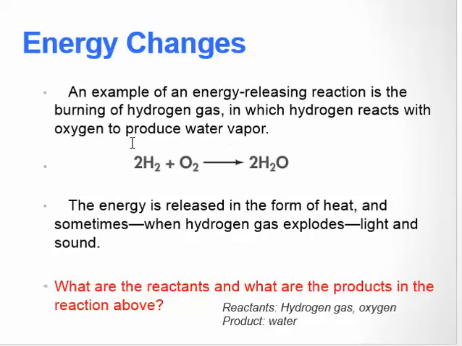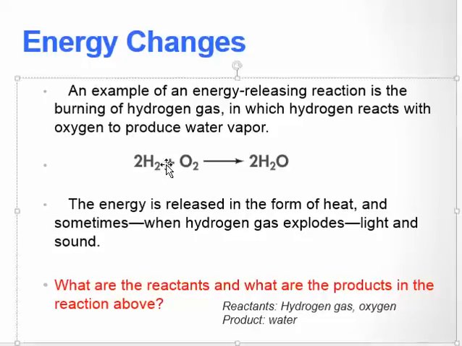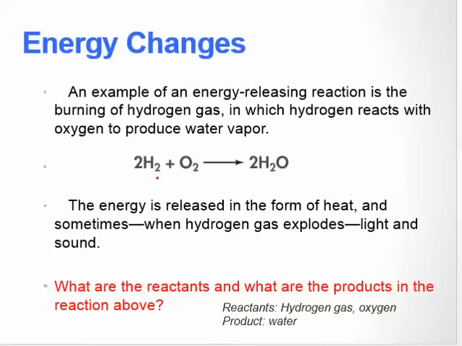An example of an energy-releasing reaction is the burning of hydrogen gas. So you have hydrogen, oxygen has to be present, and it produces water. The energy that's released will usually be heat or an explosion. Like I said, it could be light, it could be sound, or light and sound. So in the above reaction, the reactants would be on the left here. That's your hydrogen and your oxygen. And then this would be your product.